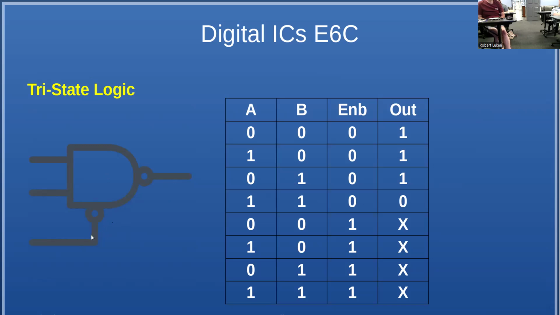So when it's a 0, the device is enabled, so it acts just like a regular AND gate or NAND gate. If I put a 1 on here, I'm going to disable it. So the output is undefined, it is tri-state. So that's really the only difference, is you have that extra set of states. It doesn't care what the input is.